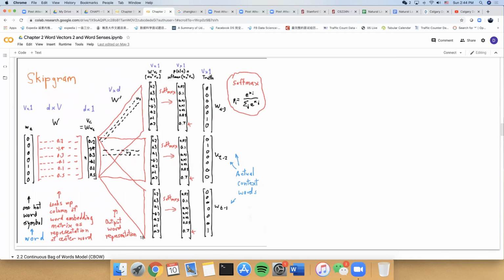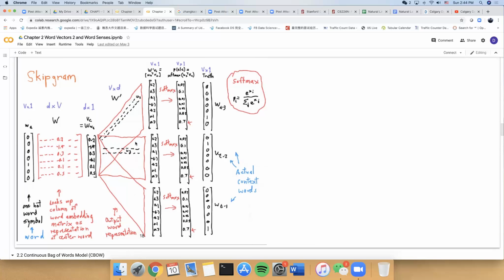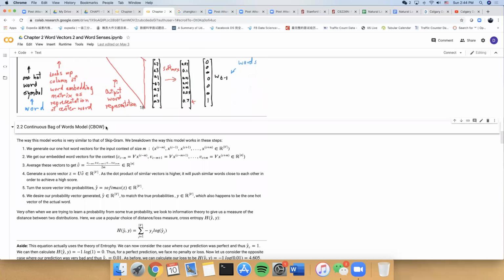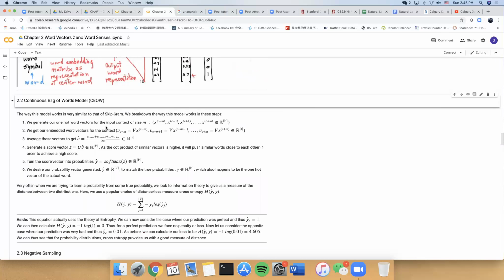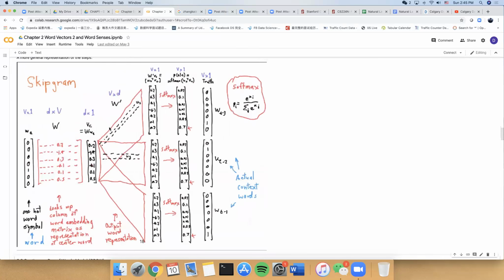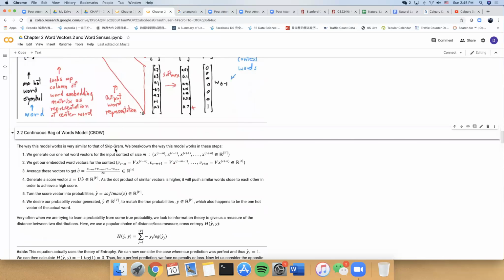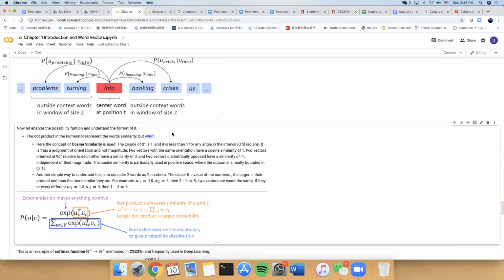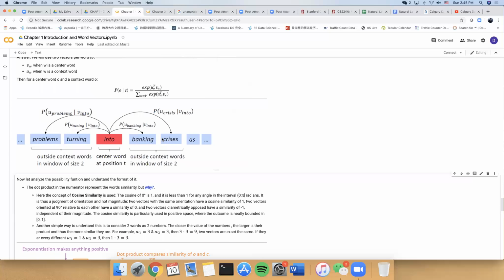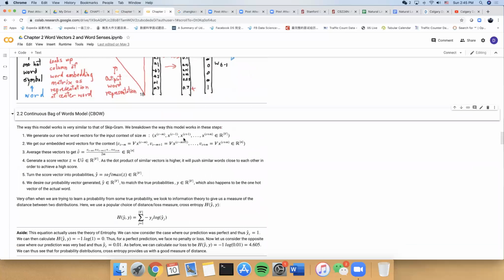So basically, let's skip Skip-gram. Any other questions here? Okay, let's keep going. The next part is continuous bag of words. I don't really want to go into this specifically because it uses the same logic, but now we're doing the reverse: we use the context words to predict the center word. Given all the words here, problem, turning, banking, crisis, I'm going to predict what the center word is. But the steps are basically the same.